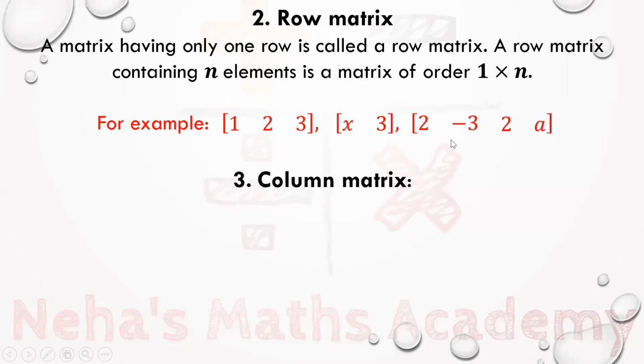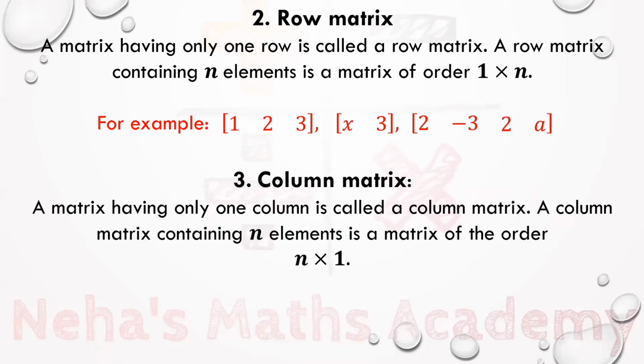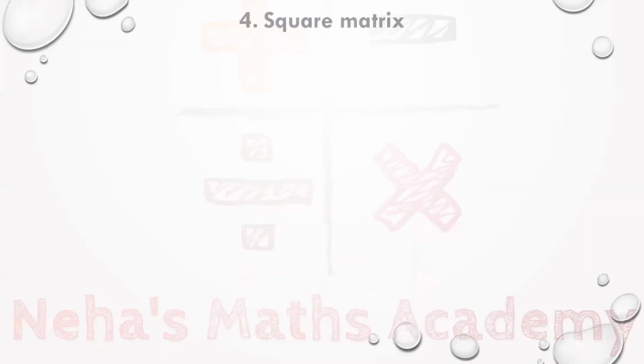Next is column matrix. It is exactly opposite to row matrix. A matrix having only one column is called a column matrix, and a column matrix containing n elements is a matrix of order n cross 1. For example, in the first matrix, there are 2 rows, so its order is 2 cross 1. In the second matrix, there are 3 rows, so the order of the matrix is 3 cross 1.